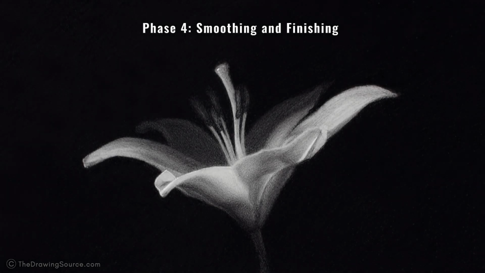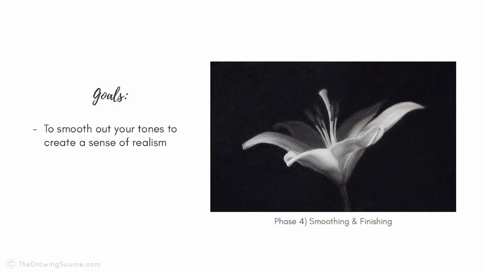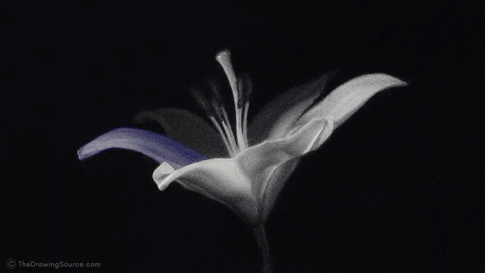Smoothing and finishing. The last stage of shading is all about refining your drawing. You'll focus on smoothing out your tones to refine the sense of realism, and you'll add the most nuanced, subtle value shifts. For example, in the far left petal, look how many modulations in value there are. Starting with the far side, this value darkens slightly. Then it transitions to a slightly lighter tone before darkening again. Then there's a sharper edge where the petal curves up.